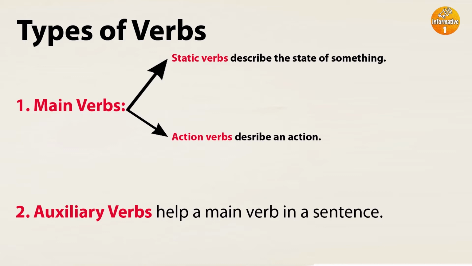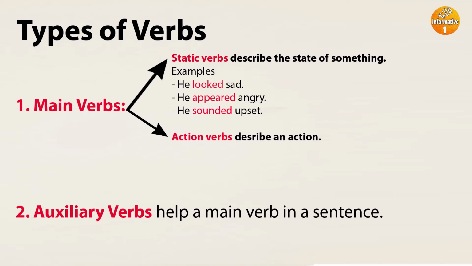So, main verbs could be action verbs, which describe action, or they could be state or static verbs. Static verbs are those which do not describe any action but still are verbs, like he looked sad, he appeared angry, he sounded upset. So appear, sound, look, these are static verbs, as opposed to action verbs which describe an action. For instance, he cried, he ran, he jumped.